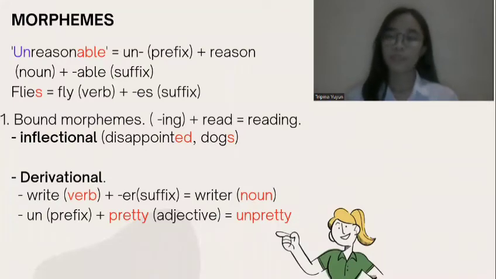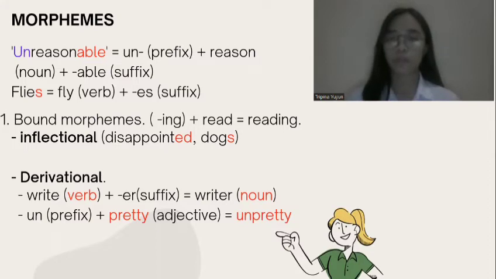Okay, a morpheme is the smallest unit in a word that cannot be divided anymore. As you can see on the screen, there is the word reasonable. In the word reasonable, there are three morphemes: un here is a prefix, and then reason here is a noun, and then the suffix able.